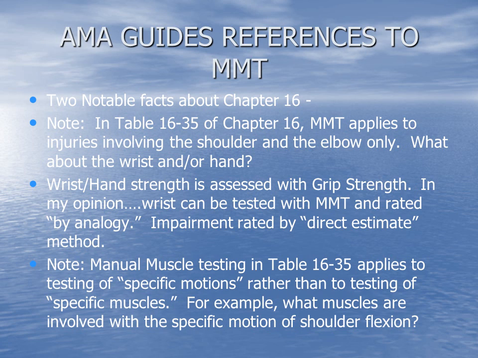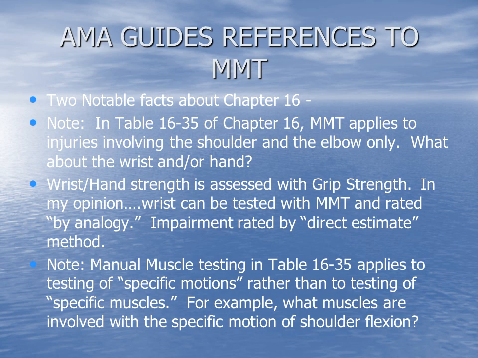And also, you'll notice that Table 16-35 applies to testing of specific motions rather than to testing of specific muscles. Now in Chapter 15 we were involved with testing specific muscles, and I described those muscles. We had the deltoid, the biceps, the flexor carpi radialis, the flexor digitorum superficialis, and all those that were described in Chapter 15. Here in Chapter 16 we're testing specific motions.